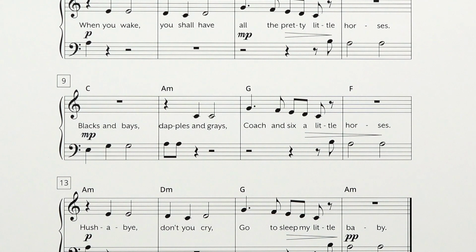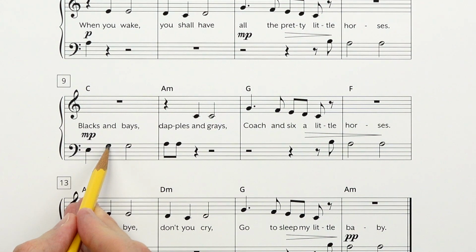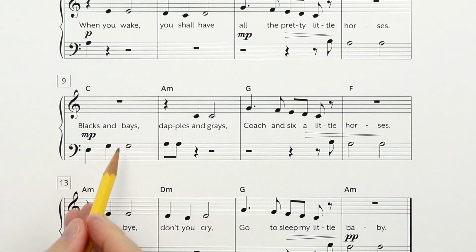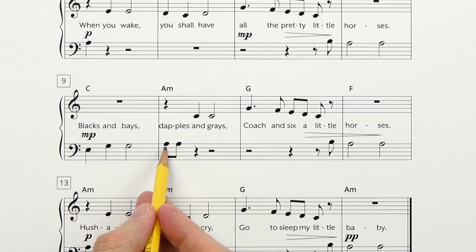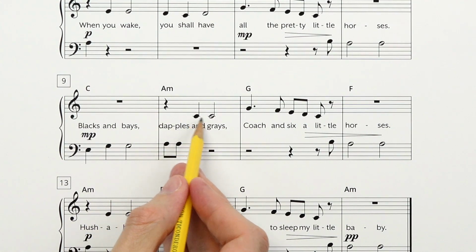If you said E, you're correct. And now, what interval from here to here? That's up a third, or up a skip. So E to G, and then what letter would we have here? If we were on G here, this has to be A, and then up to middle C.